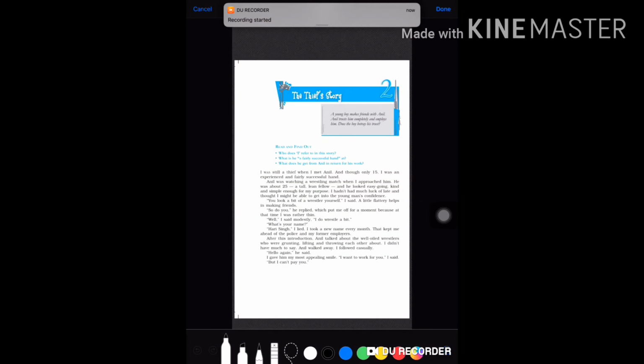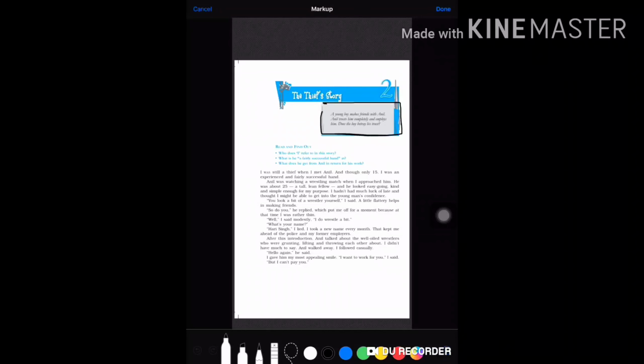So, dear students, be ready for that. Let us read this story for ourselves. Open the page. Well, students, open the book. That's good. Let's read now. First of all, we shall go through this particular story. A young boy makes friends with Anil. Anil trusts him completely and employs him. Does he betray his trust? Boy, Hari Singh. He begs a job at Anil.